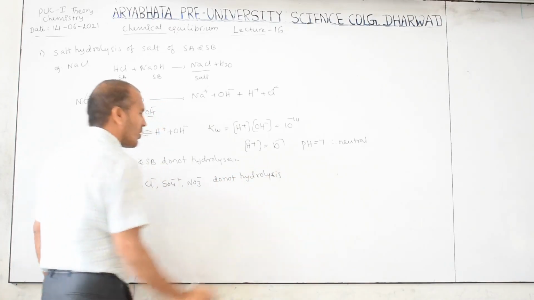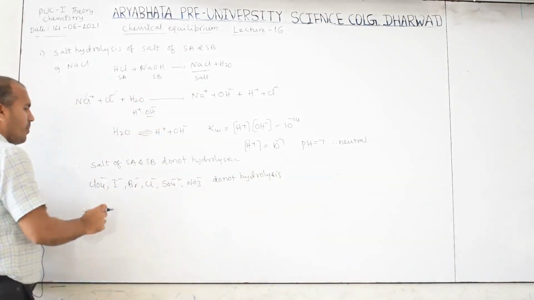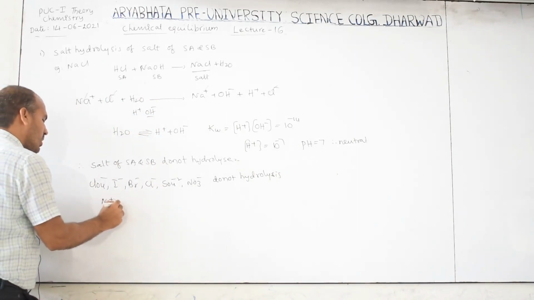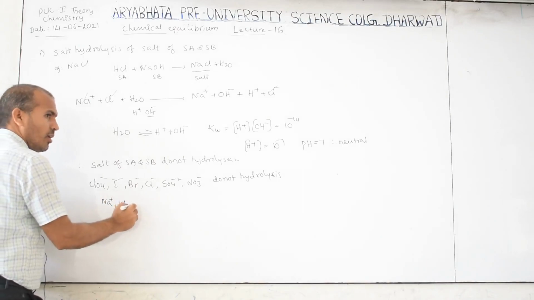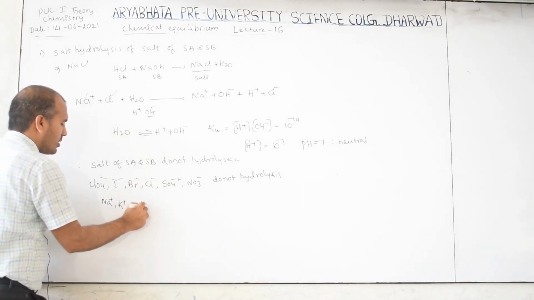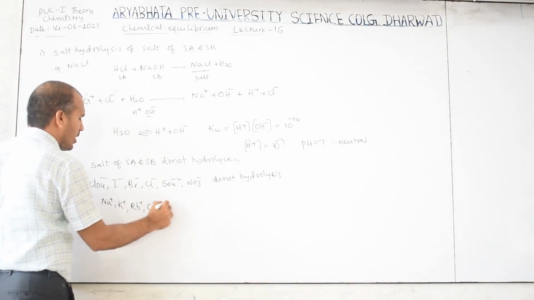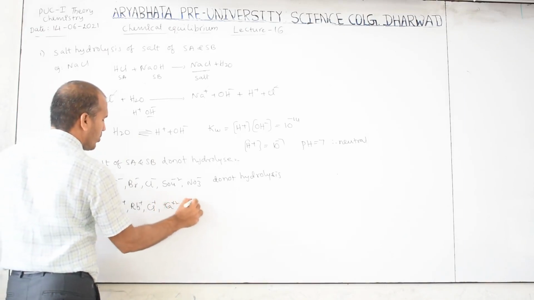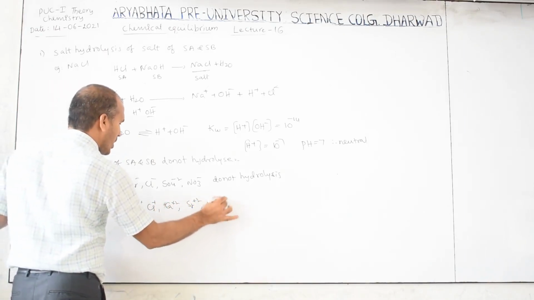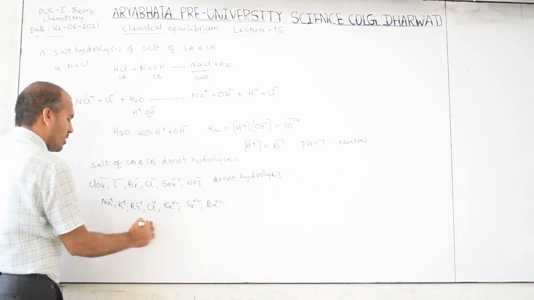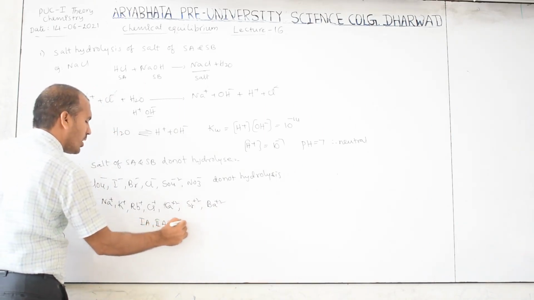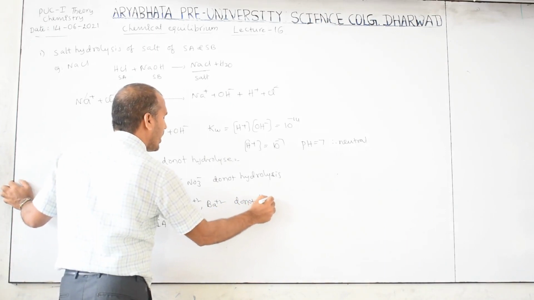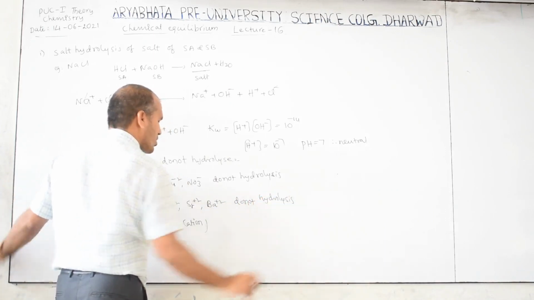Because these come from a strong acid. Similarly, cations generally come from the base. So Na+, K+, Rb+, Cs+, and what do you call, Ca2+, Sr2+, Ba2+, like this. Simply, it is indicating that the first group 1A and second group 2A cations do not hydrolyze because these ions come from a strong base.